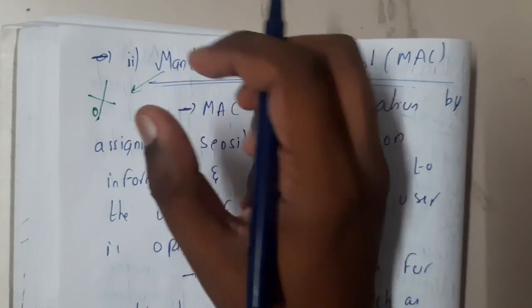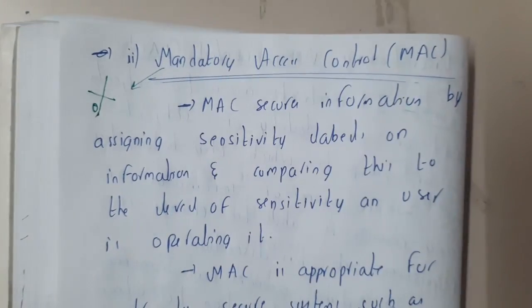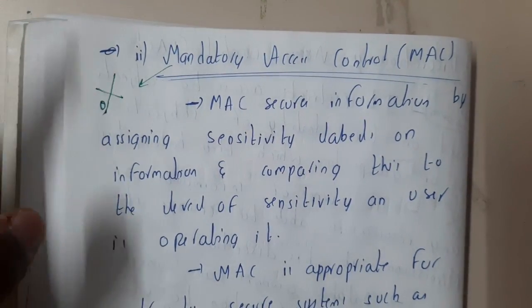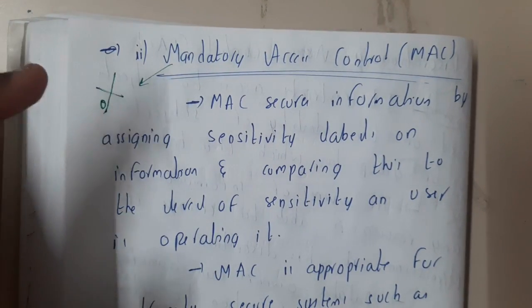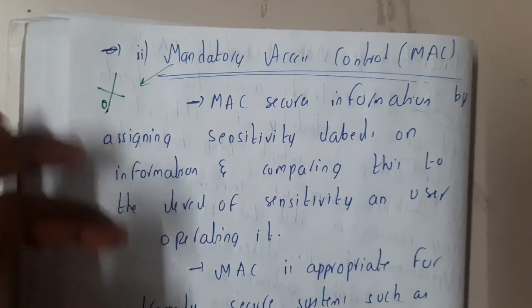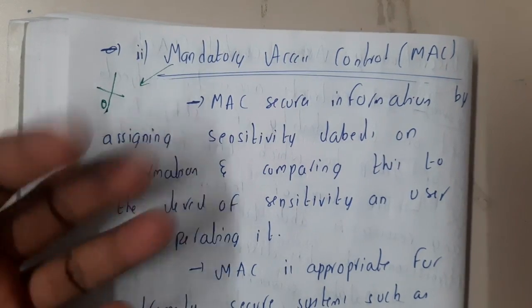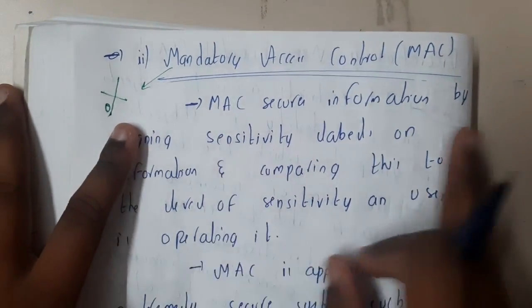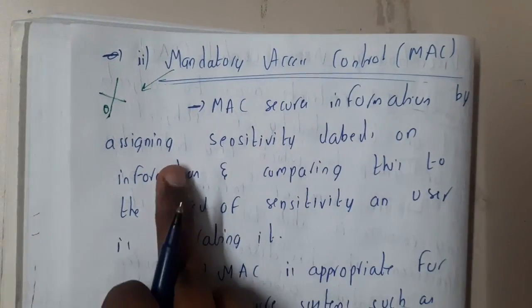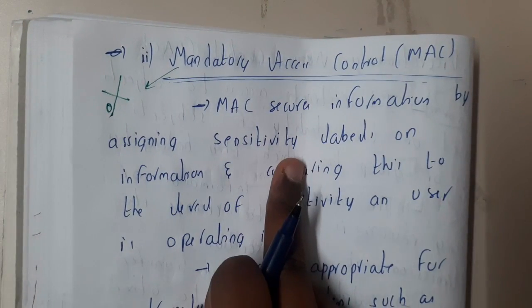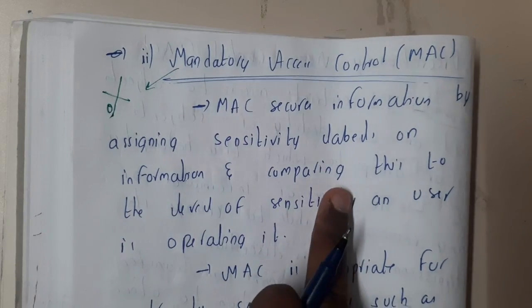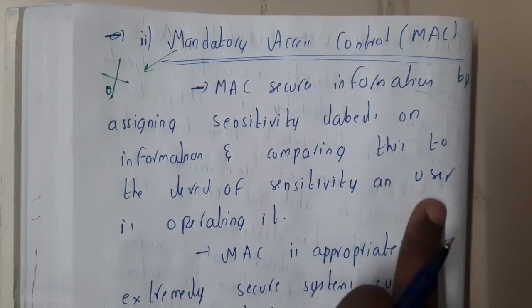So once the data has been given, the administrator is the only one who can make any kind of changes, guys, because he is the king, right? The administrator is going to have all the rights. Yes. So MAC secures information by assigning sensitivity labels on information and comparing this to the level of sensitivity the user is operating at.